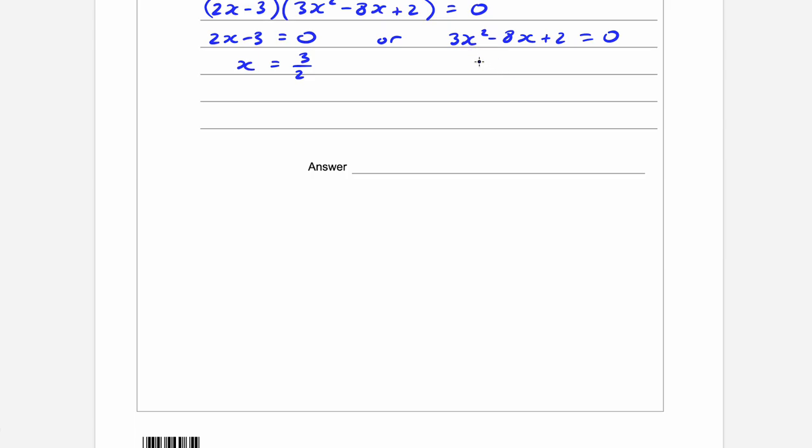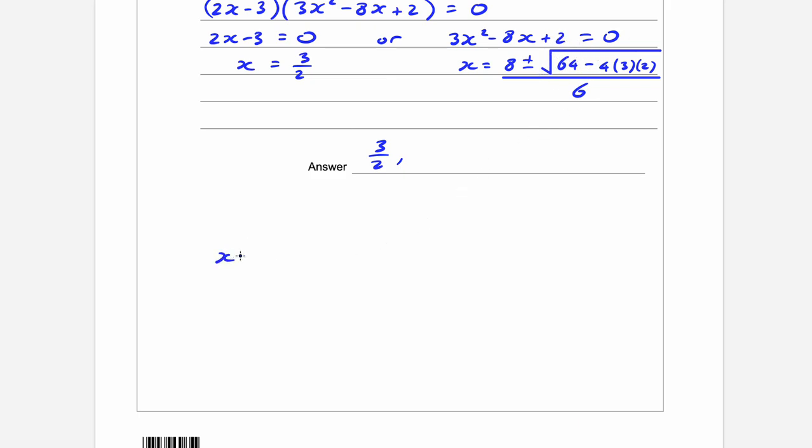Again, very little space given. So I have x equals minus b, which is 8, plus or minus the square root of b squared minus 4ac, all over 2a, which is all over 6. Okay, so I have 3 over 2, and then a comma. Let's do the rest of this down here, guys.